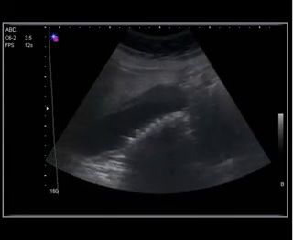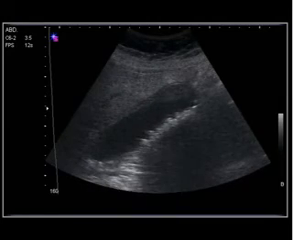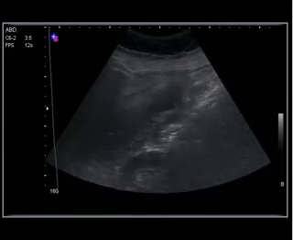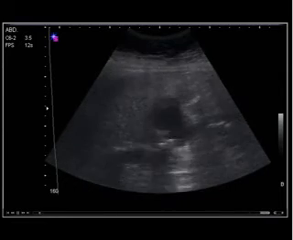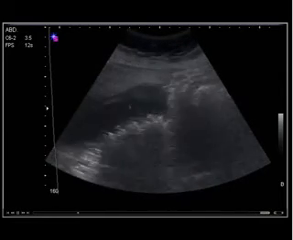This is another example of a patient with cholecystitis, as we see a number of shadowing stones, as well as a thickened wall that's adjacent to the liver parenchyma here.